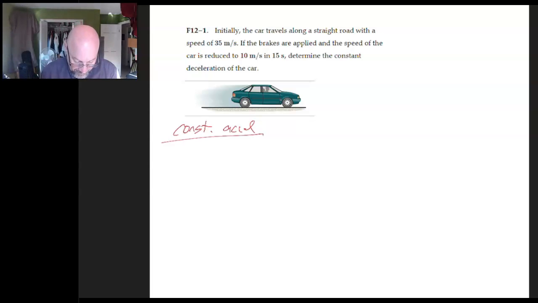So that means we get to use this guy, V final equals V initial plus A delta T, and that of course is what we called Sam. And then there's Bumblebee, V final squared, which is V initial squared plus 2A delta X. So that's Bumblebee.